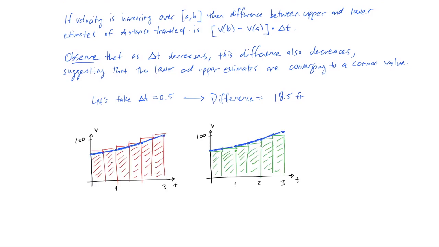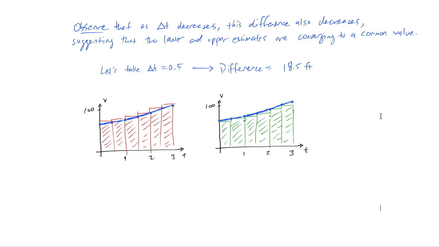So graphically, what's happening? Well, the upper estimate is getting closer and closer to the area under the curve, and the lower estimate is also getting closer and closer to the area under the curve. So both estimates are approaching the exact area under the curve. Let's draw a picture of that.